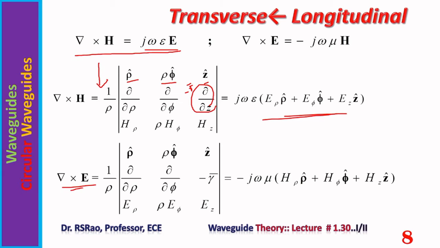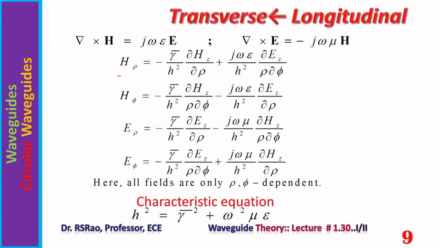Similarly, del cross E can also be expanded, with 1 by rho, and here we have already replaced dou by dou z by minus gamma bar. After expanding the determinant on the left hand side and equating the rho, phi and z components, we get 3 equations. The second one also gives another set of 3 equations, a total of 6 equations. Taking one equation from one set and another from the other set, combining and manipulating them, we arrive at the relations shown here. H rho is minus gamma bar by h square, dou H z by dou rho.